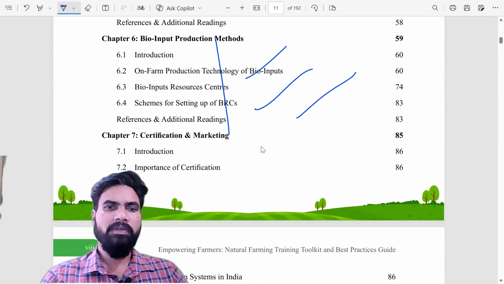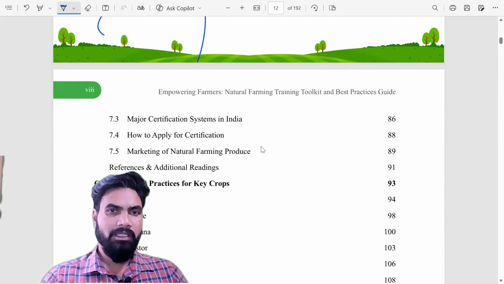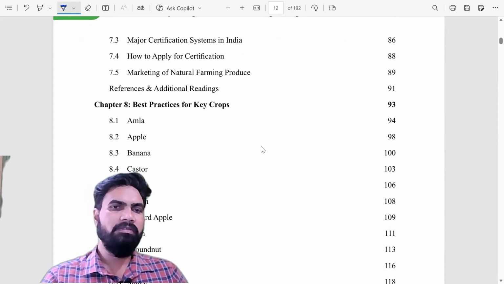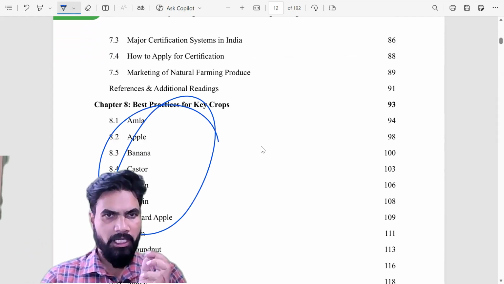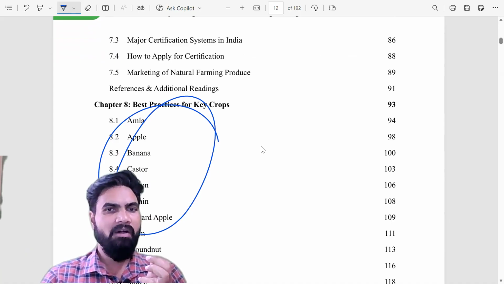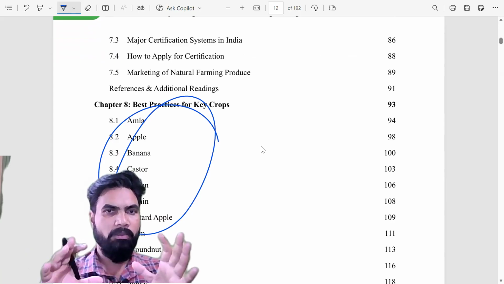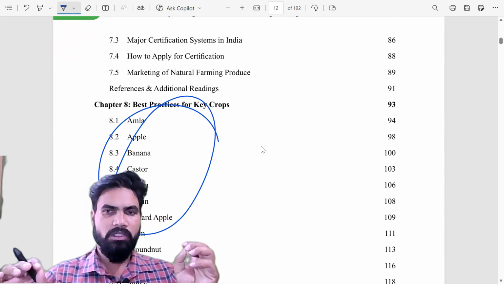Okay. The 7th chapter, it is not required, certification and marketing. Not that much important for you. Okay. Then the best practices for different crops are there. You need not read them. Okay. Individual crops, you need not. Remember, we are generalists, so we need not have in-depth specific knowledge about any other domain. So as a generalist, we will try generally about the natural farming.